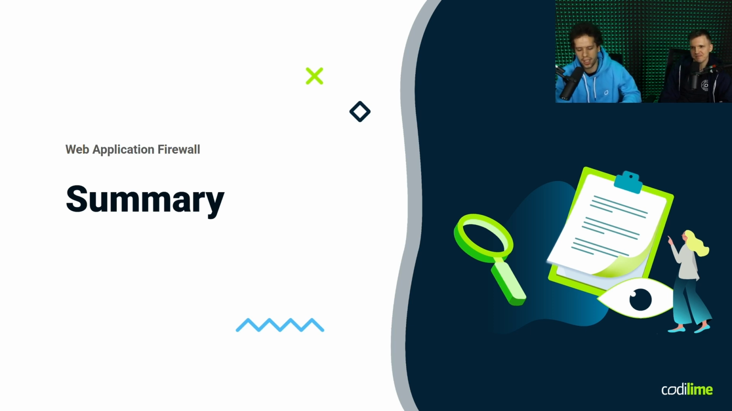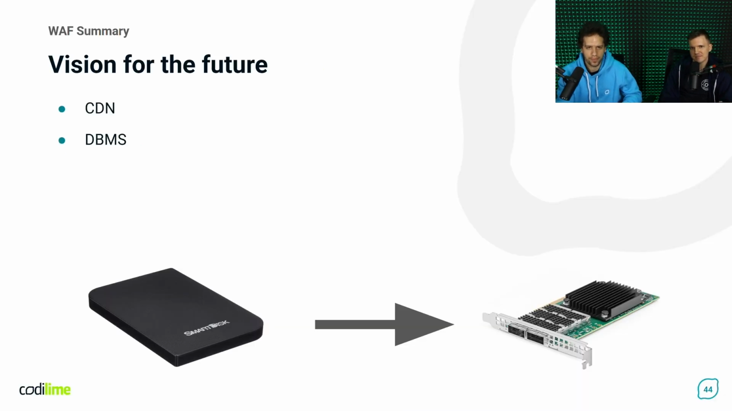All right, so let's talk about the summary. Let's start with the vision for the future first. We have some cool technology that we worked with here that allows us to basically connect two peripherals that have computational capabilities without CPU involvement. We did this between the SmartNIC and the GPU. But what other use cases could be used here?